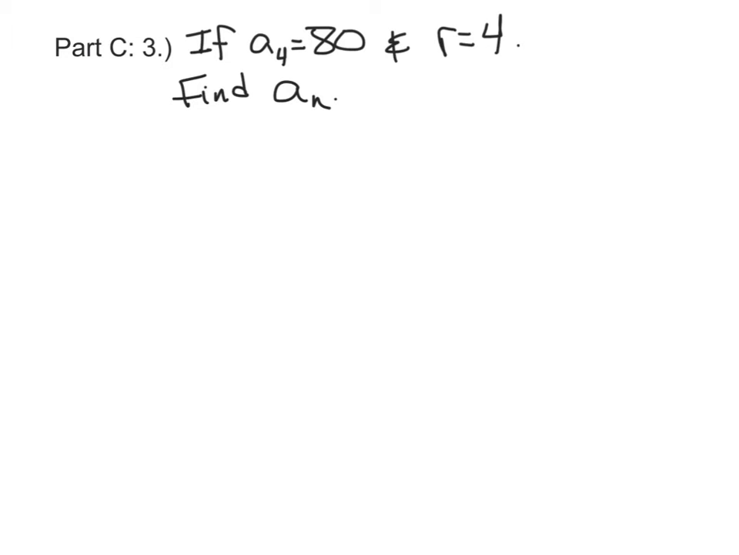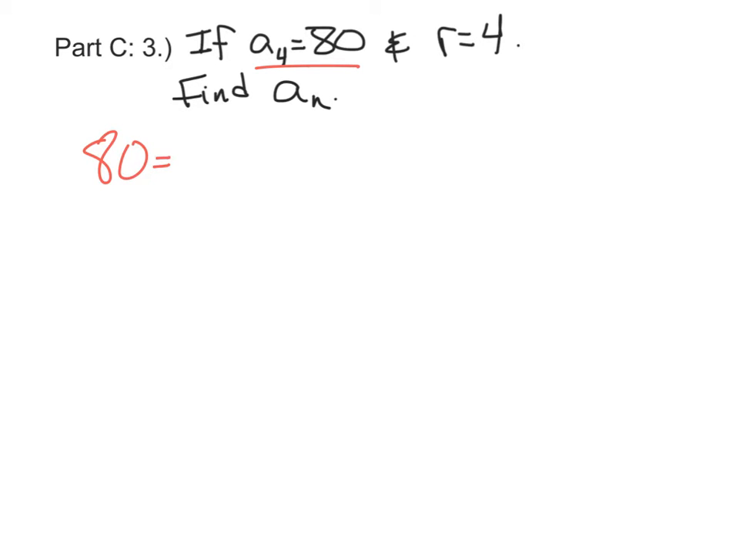In this next section of problems, you might not have a direct path to your answer, so we have to take the information we're given and see what we can do with it. In this case, we're given that the fourth term is 80 and the common ratio is 4, and what I want is an expression for the nth term. So let's take a closer look at this fourth term, 80.